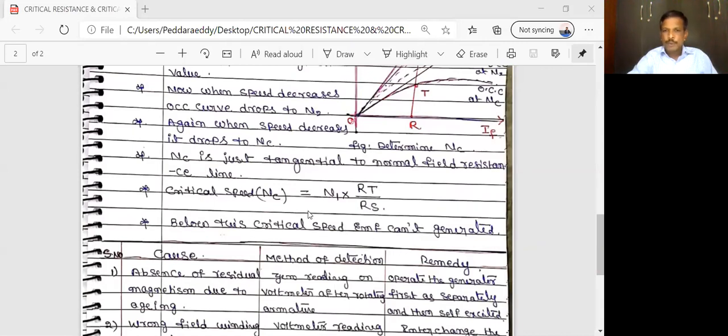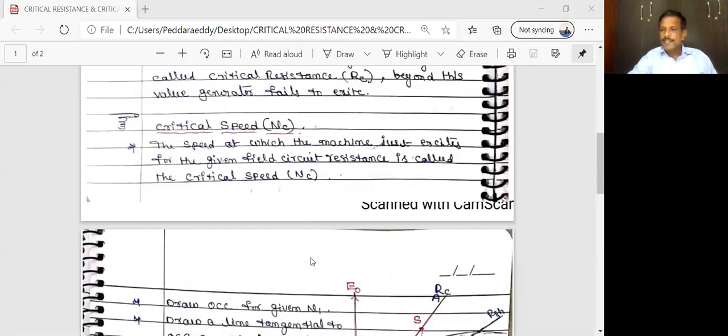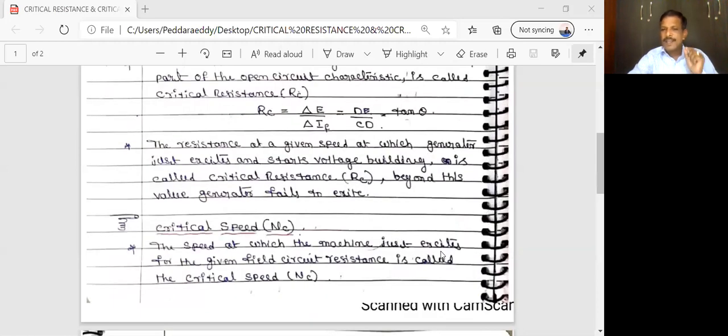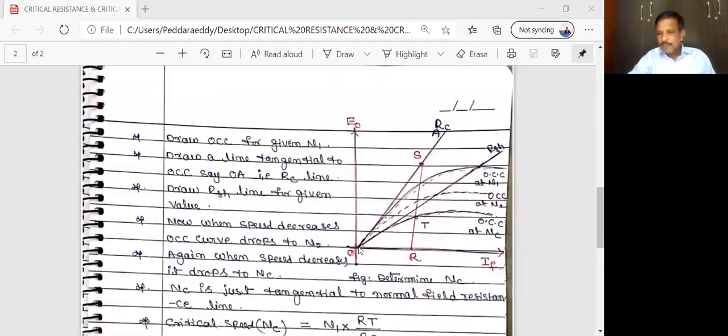Coming to the definition, the speed at which the machine just excites for the given field circuit resistance is called the critical speed. So this is the critical speed where the generator just excites. The speed at which the generator just starts to excite is called the critical speed. If the speed is lower than this, the generator can't generate, so it cannot generate EMF.